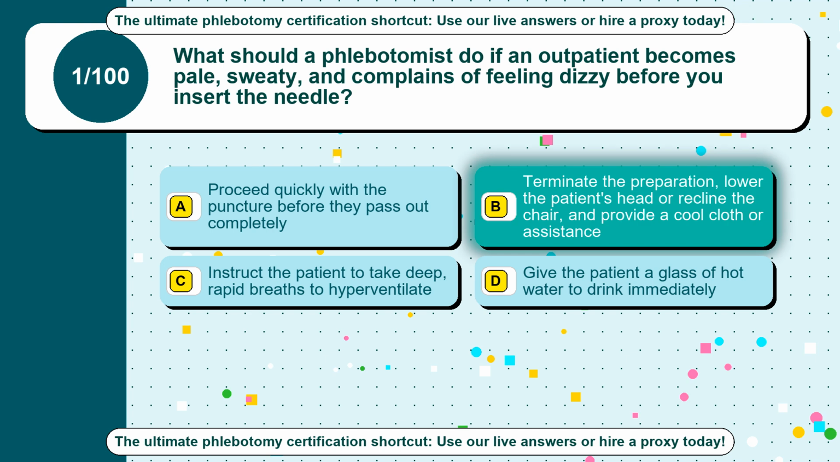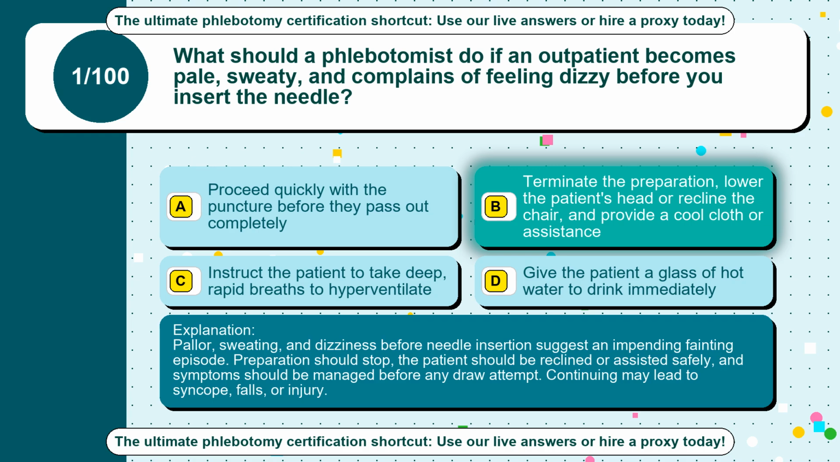The correct answer is option B. Terminate the preparation, lower the patient's head or recline the chair, and provide a cool cloth or assistance. Pallor, sweating, and dizziness before needle insertion suggest an impending fainting episode. Preparation should stop, the patient should be reclined or assisted safely, and symptoms should be managed before any draw attempt. Continuing may lead to syncope, falls, or injury.